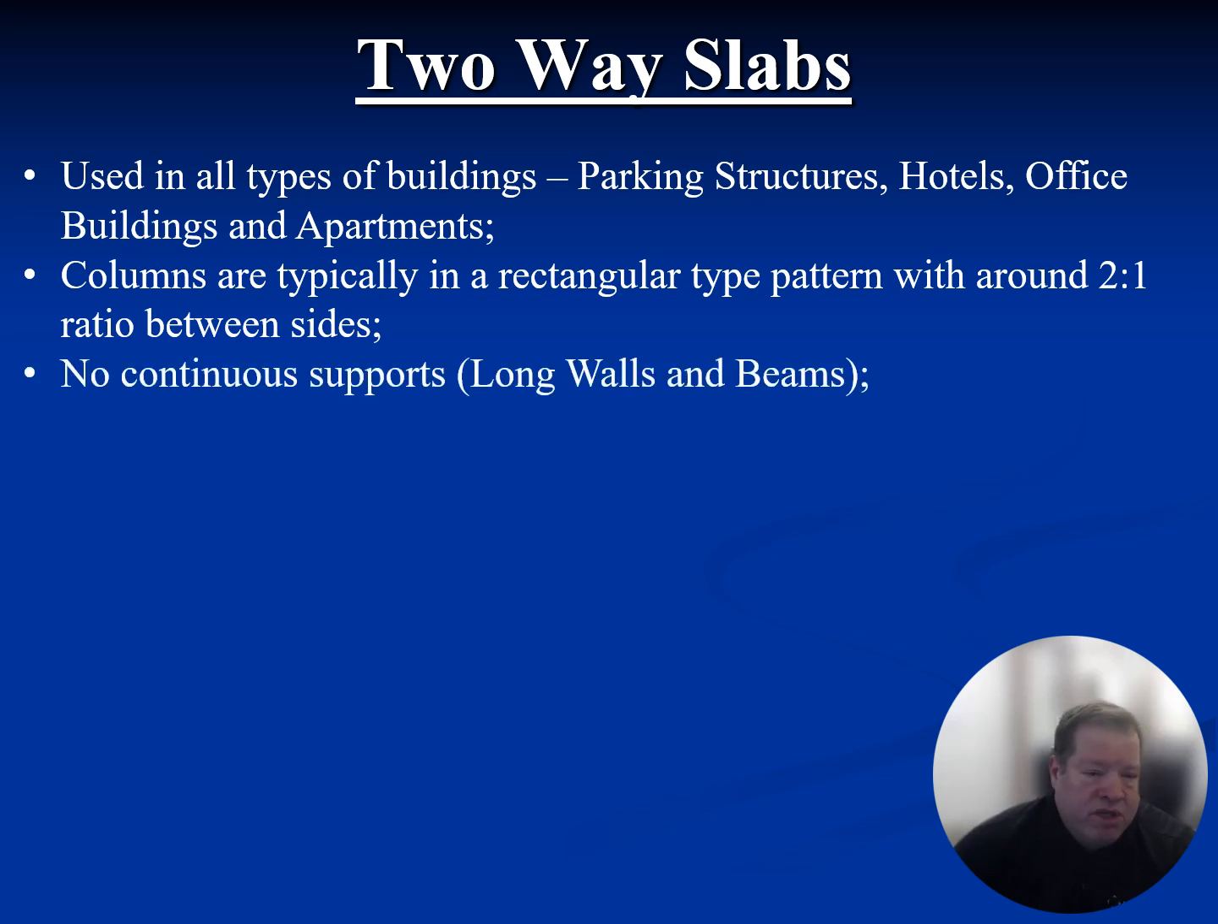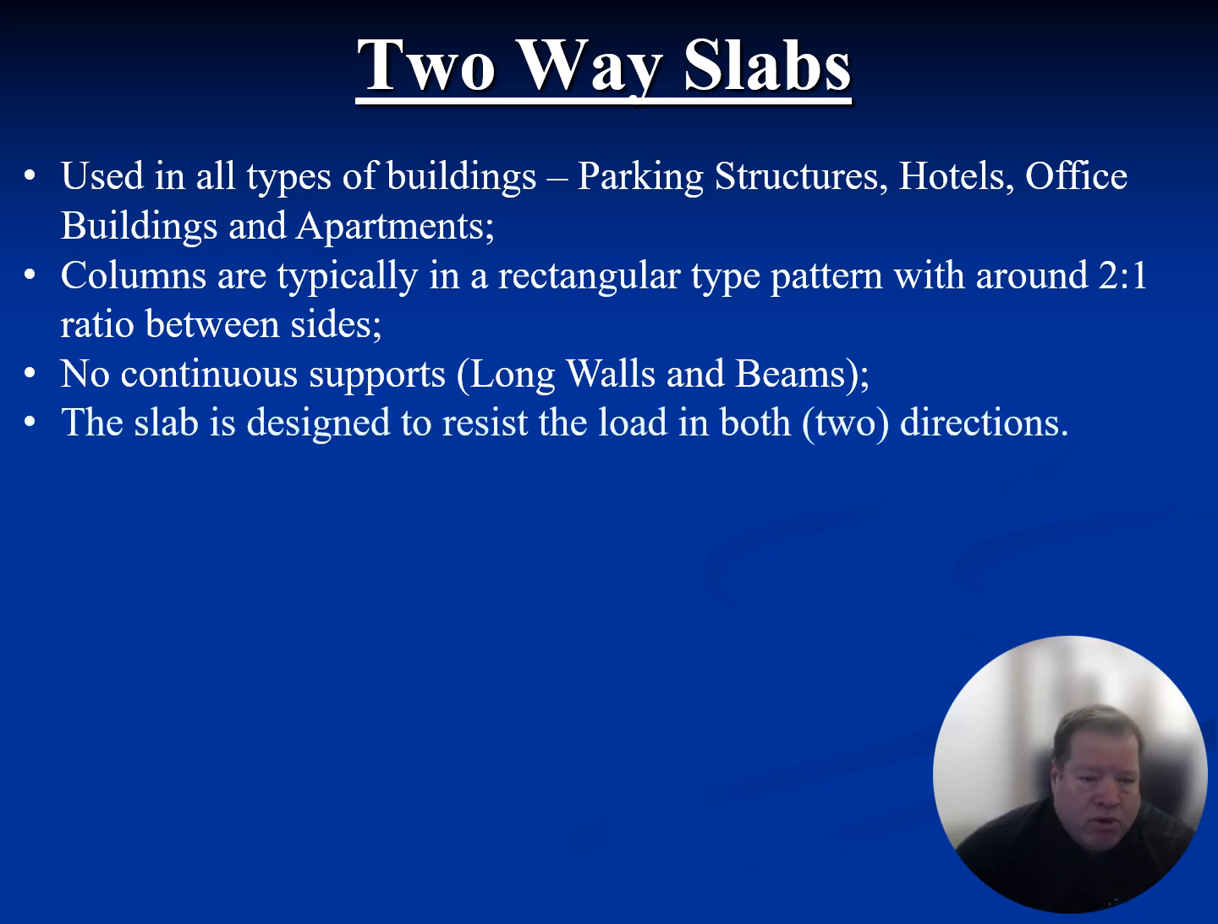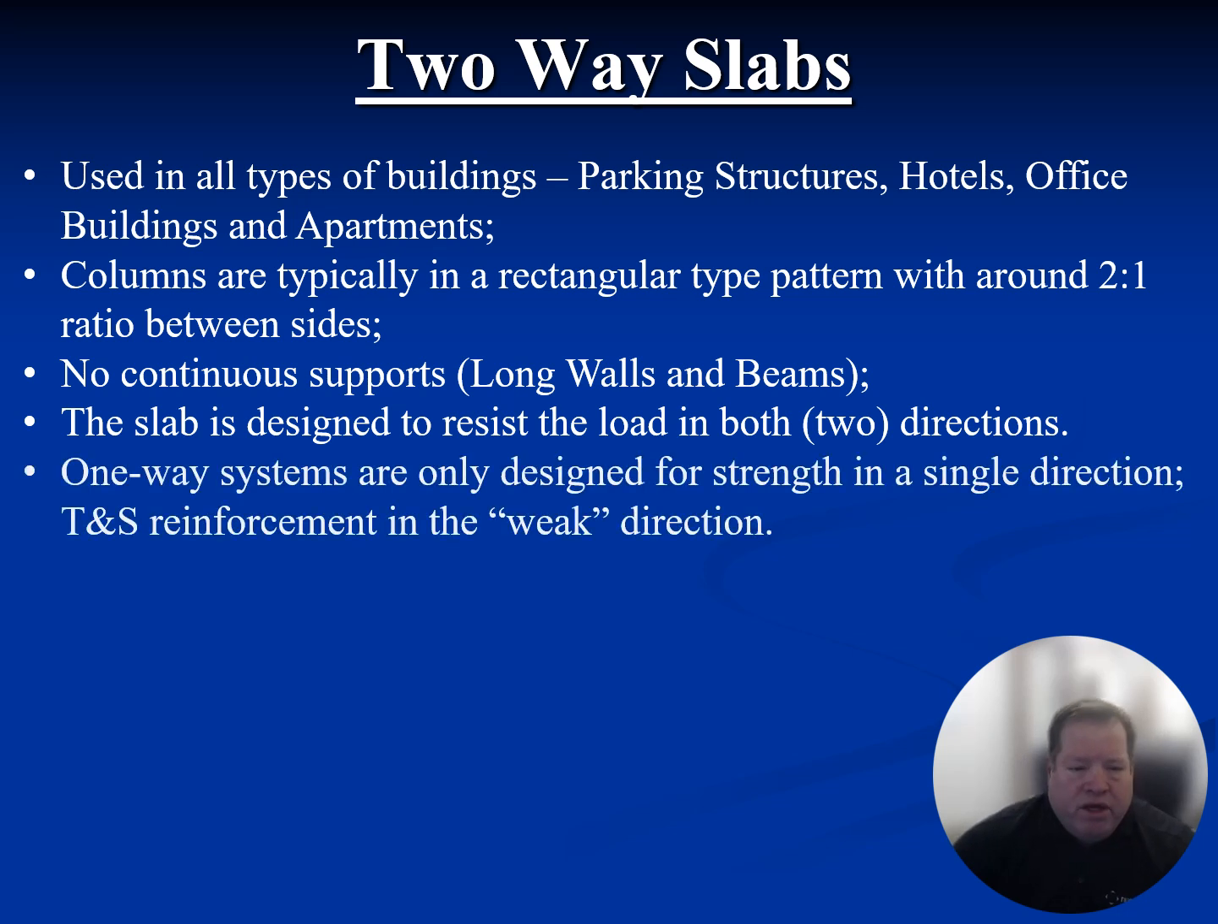The large difference between a one-way slab and beams is the fact that there are no longer any beams or walls to provide continuous support. So everything is going in two directions to columns that support the slab. As I've just mentioned, the slab is designed to resist the load in both directions, north, south, east, west. So instead of designing a one-way slab north-south and beams east-west, you're just replacing the beams with the other direction of the slab.